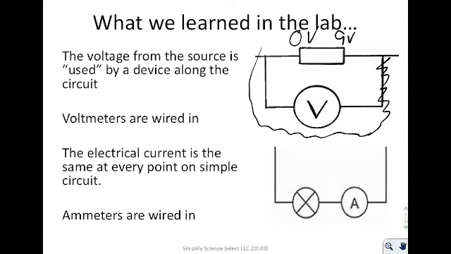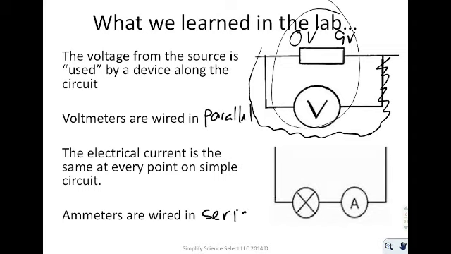Now, voltmeters, as you see it's wired here, has to be wired in parallel. And an ammeter has to be wired in series, as you see here. One important thing that you learned was the electrical current was the same everywhere on the circuit that you measured it. Now, that's going to come into play a little bit later, but for now, whenever you have a series type circuit, the electrical current is going to be the same everywhere.